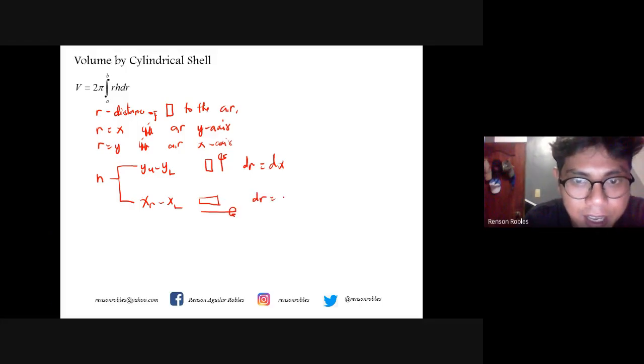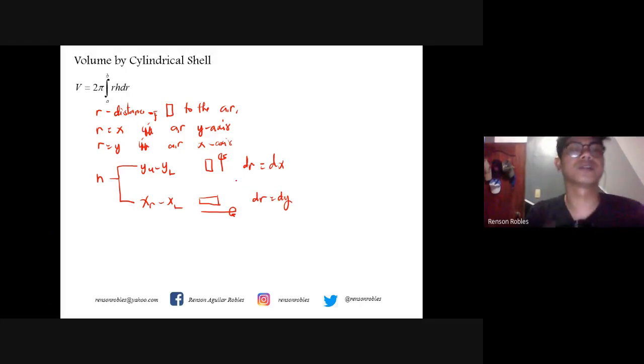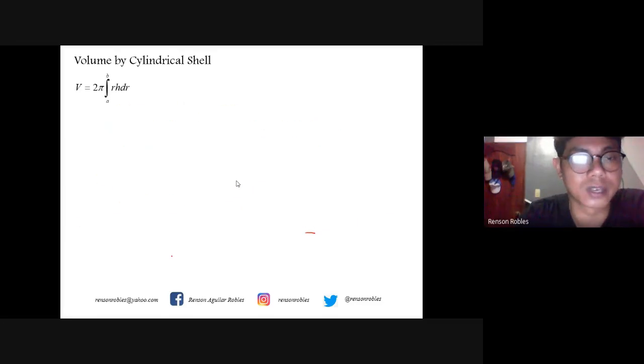Now, the question is, what will happen if the axis of revolution is no longer the y-axis or the x-axis? Let me draw this one. Say you have here a region. This is the axis of revolution. This is the element chosen. This is the y-axis. And this is the axis of revolution.